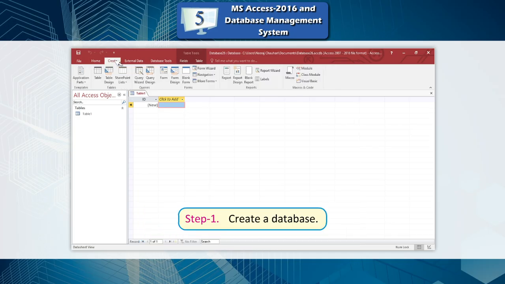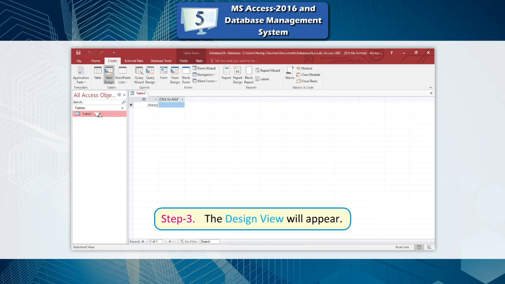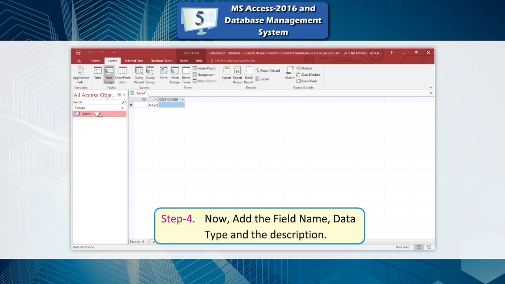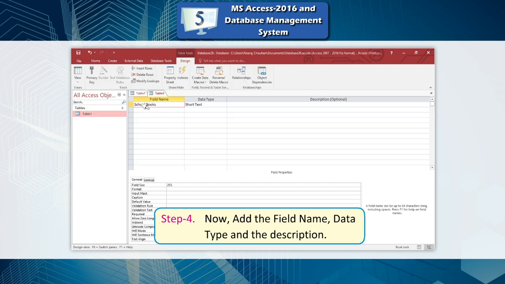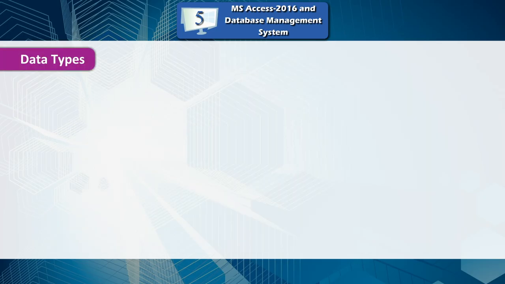Step 1. Create a database. Step 2. Click the Create tab and select the Table Design option. Step 3. The design view will appear. Step 4. Now add the field name, data type, and the description. Every field name specified in the table has a particular data type. Before we proceed further, let us first understand what data types are and the different data types available in Access.